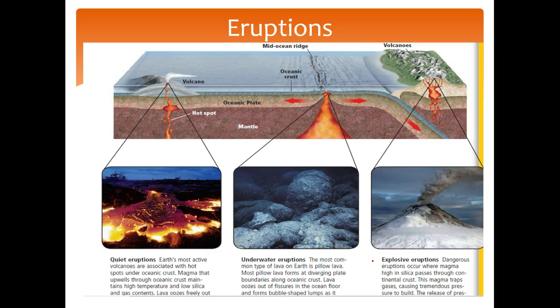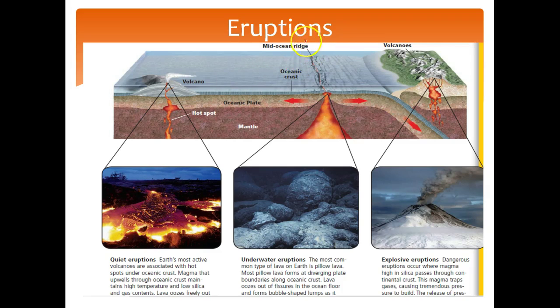So I really like this picture because it shows you where different types of eruptions are going to occur. So here we have quiet eruptions. The most active volcanoes are associated with hot spots under oceanic crust. So here we have a hot spot. Think of Hawaii. These are basaltic lavas. They flow very easily. They're not going to be explosive. Think of it like a steady stream of lava.